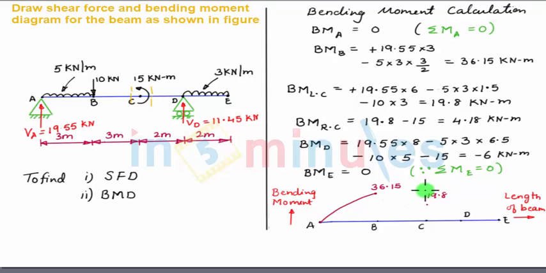Now how the bending moment is varying between B and C. Between B and C there is no load, so variation of bending moment will be linear. So let me join this with inclined straight line. Bending moment towards right of C is plus 4.18 kilonewton meter. So at point C your bending moment is dropping from the value of 19.8 kilonewton meter to 4.18 kilonewton meter. So this value is 4.18 kilonewton meter.